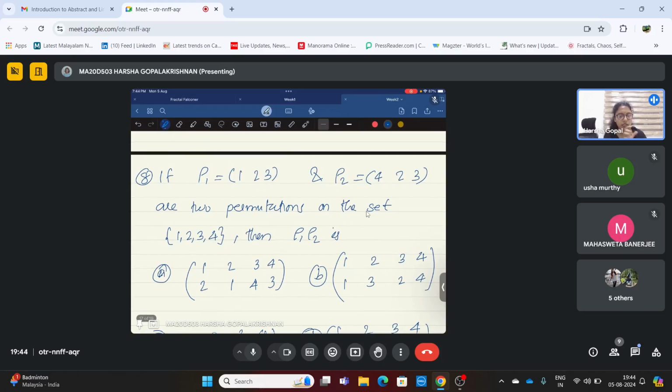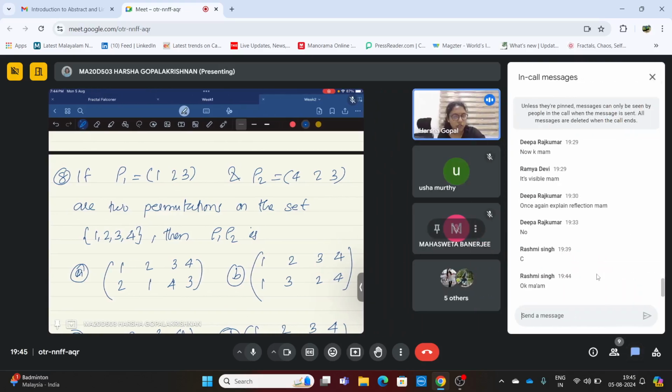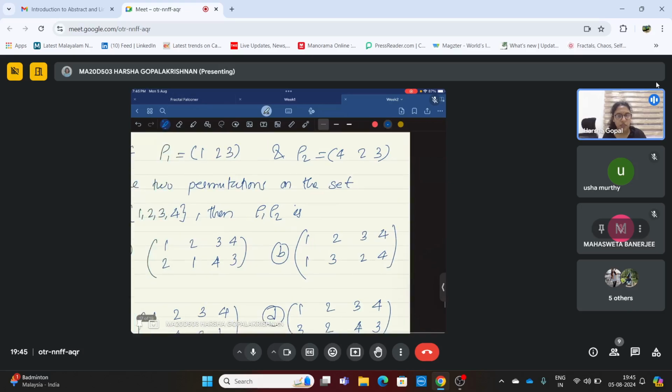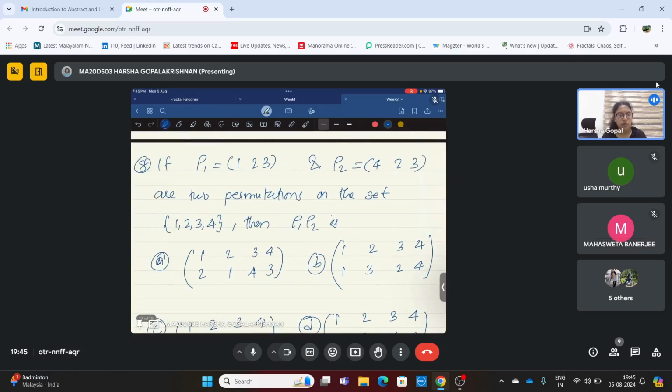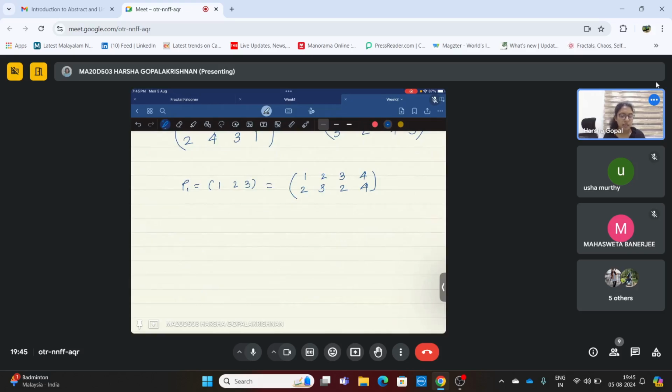For 1, 2, 3, we know it is a cycle: 1 to 2, 2 to 3, 3 to 1. And 4 should go to where? 4 is not defined in rho 1 here, but we should know where 4 is going, correct? Whatever is not defined here, it is actually going to the same element. 4 should go to 4 only. Since it is a bijection, 1, 2, 3 are all covered, so 4 should also be in the image. So 4 is the image of 4 itself.